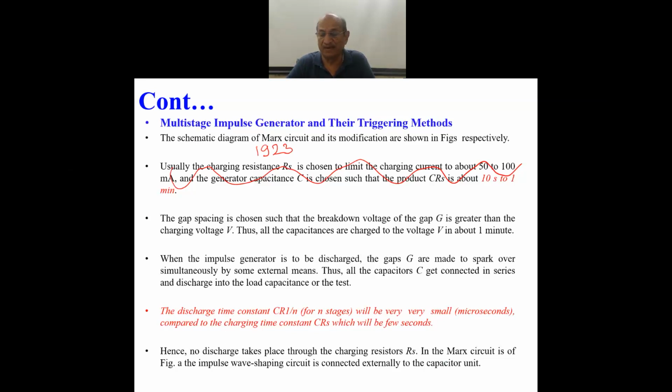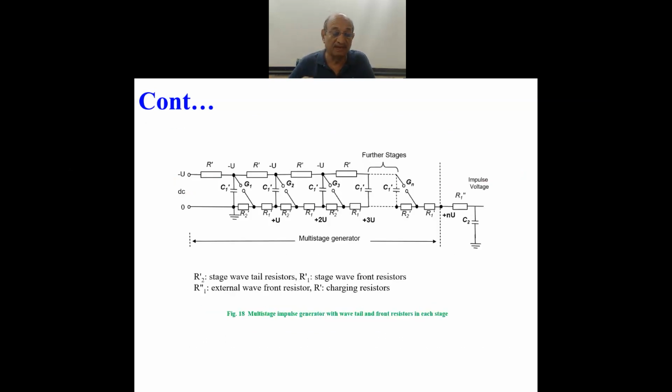Let's see the diagram. In each stage, R prime is the charging capacitor, and each stage has the same magnitude of charging capacitor. All the stages are identical. C1 prime is the charging capacitor in each stage. Then the shape determining resistors: R2 prime is the stage wave tail resistor, as you can see here, and R1 prime is the stage wave front resistor, as you can see here.